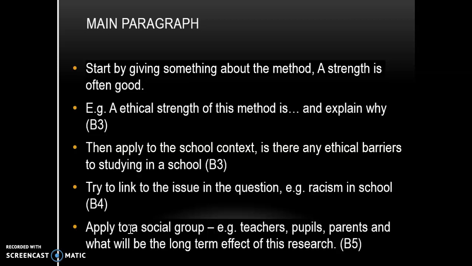Then you can apply it to the context. Are there ethical barriers to studying in a school? That's also B3. We're not really in the context of the question yet, but we're getting there.